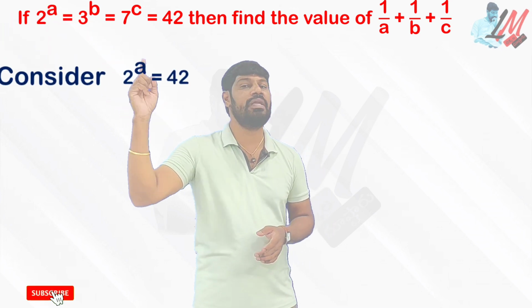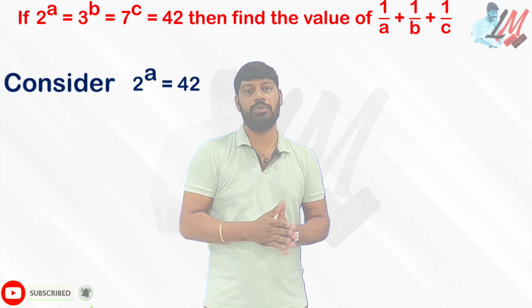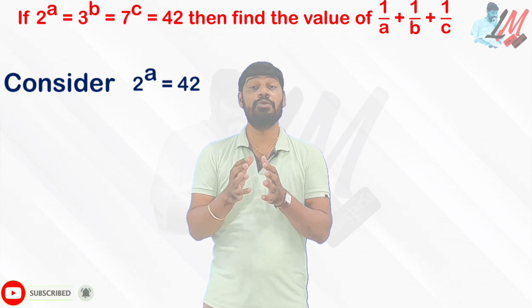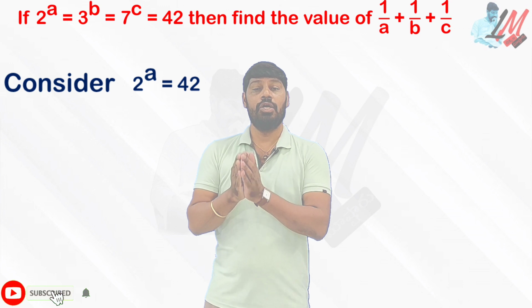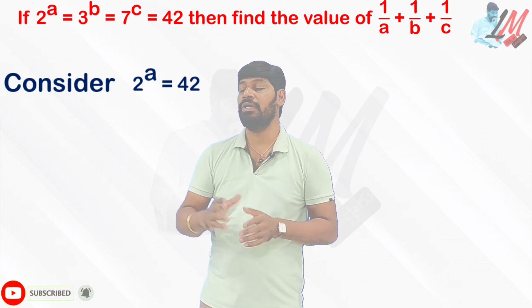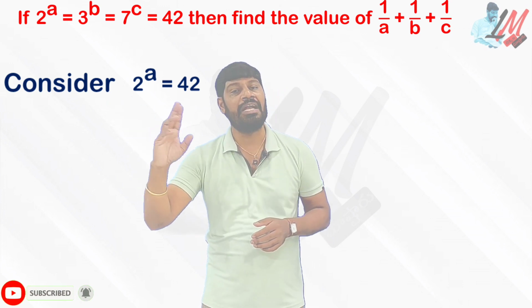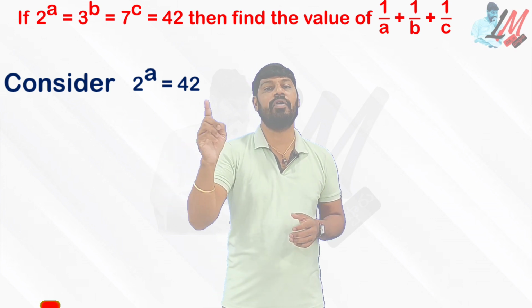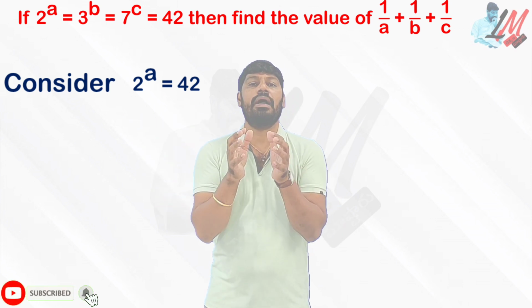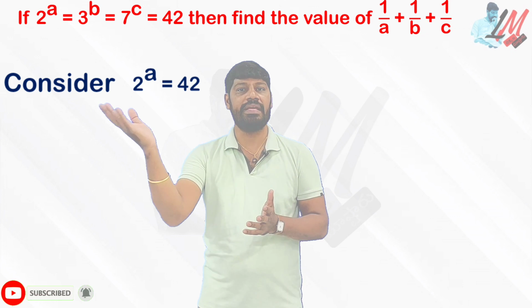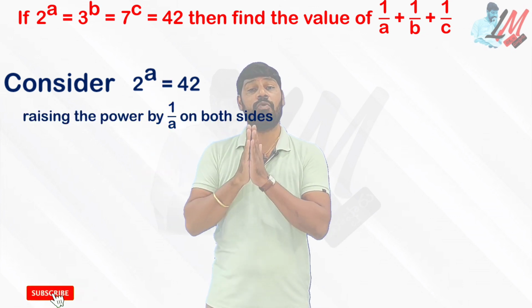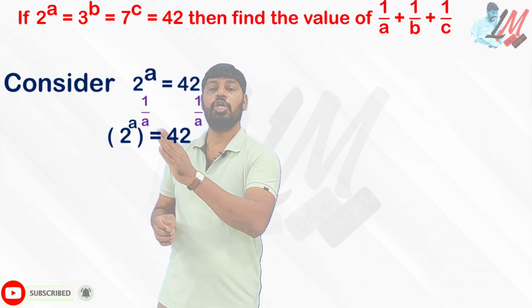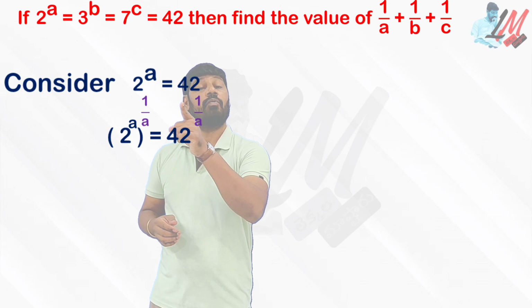First, let me take, as usual, 2 power a equal to 42. If you look at the question, we need to calculate the 1 by a value, but here 2 power a is there. To get 1 by a, on both sides, whatever values we have here, 2 power a and here 42, just to get 1 by a somewhere in this expression, I am raising the power by 1 by a on both sides. What are you going to get? 2 power a whole power 1 by a equal to 42 power 1 by a.